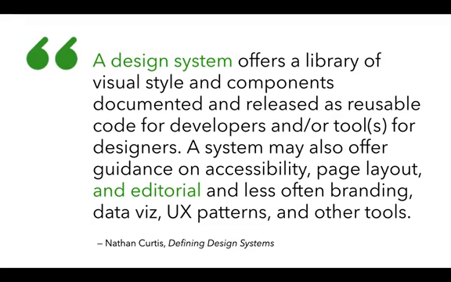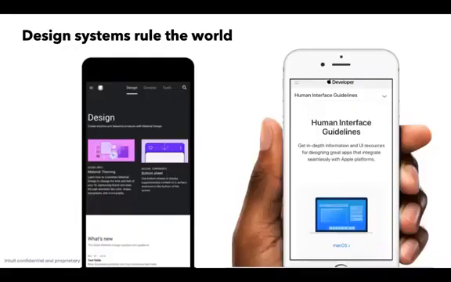Fortunately, we have content designers now, so hopefully that's helping bridge some of this gap. But content strategy is not really here. And here's this bonus sentence: a system may also offer guidance on accessibility. Actually, that is not an option. That should be built into every design system at this point. Page layout and editorial, that's a lot of the content guidelines that we need. And less often branding, data visualization, UX patterns, and other tools. So already this core definition of a design system is problematic for content.